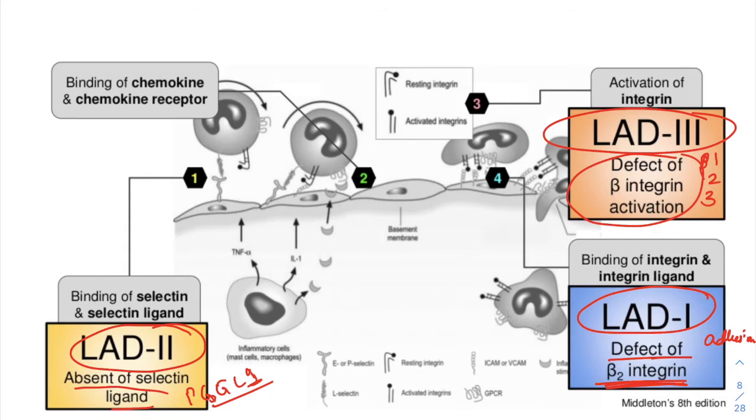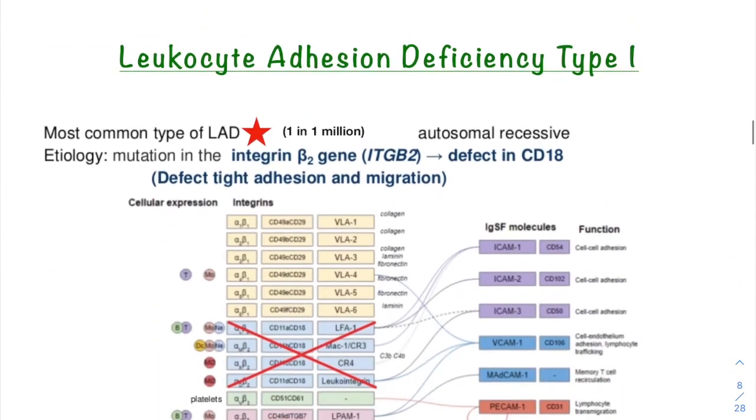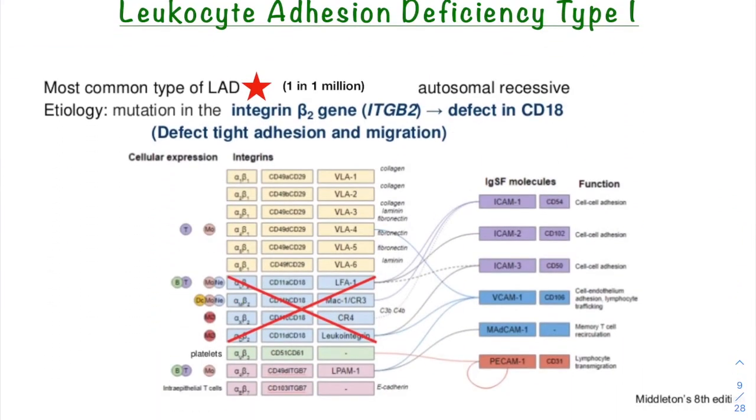Now that we have discussed the three types of LAD in short, we'll start with the details of the three types, starting with leukocyte adhesion deficiency type 1. It is the most common type of LAD. It affects 1 in 1 million people annually. The defect here lies in the CD18, the beta subunit of the integrins, which is defective due to mutation in the ITGB2 gene, which encodes the beta-2 integrin family.